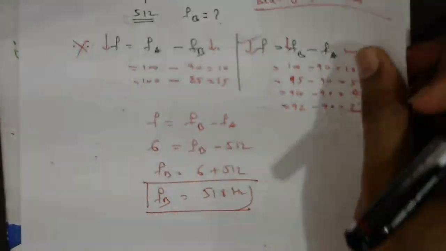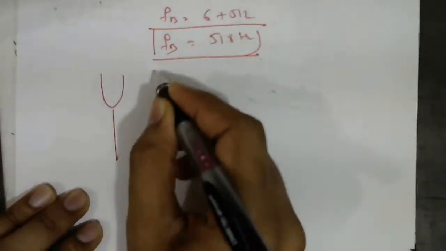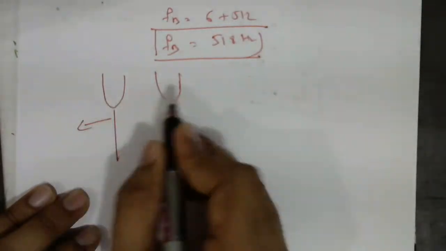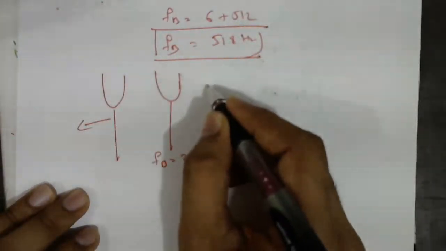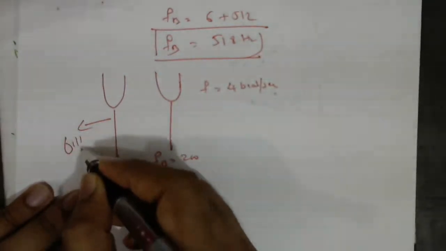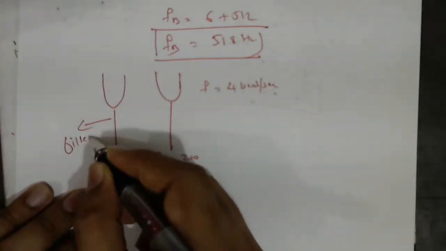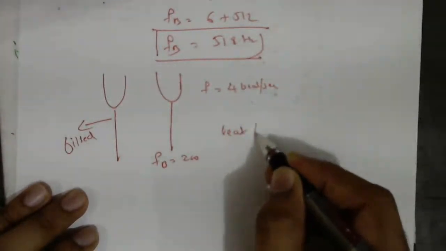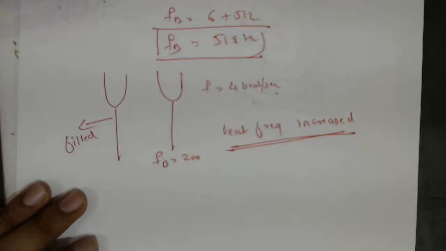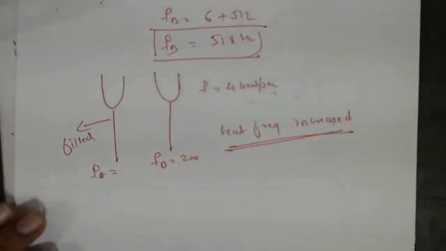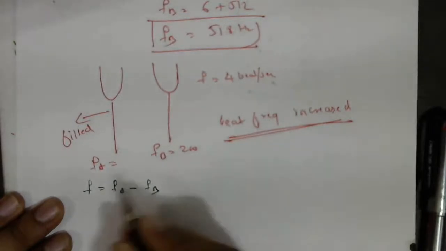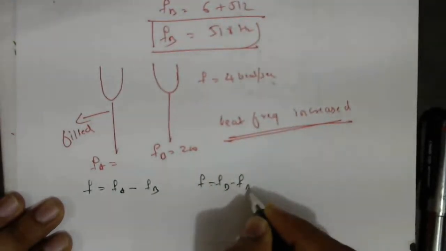Now one more case I'll say here. Frequency of B is 200. Before filing, beat frequency is 4 beats per second. When it is filed, beat frequency increases, they mention. How much increase they did not mention. Increased. Calculate the frequency of A. We know that two cases: one is F is equal to FA minus FB, another one is F is equal to FB minus FA.